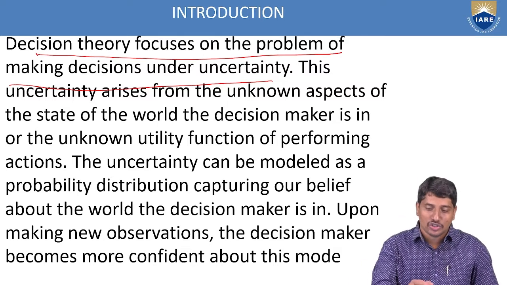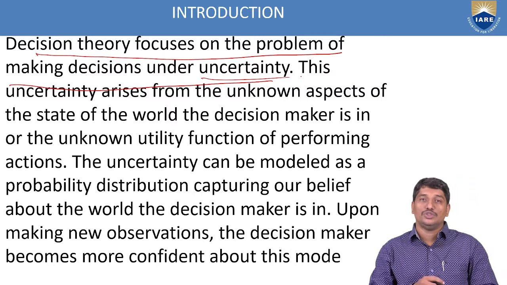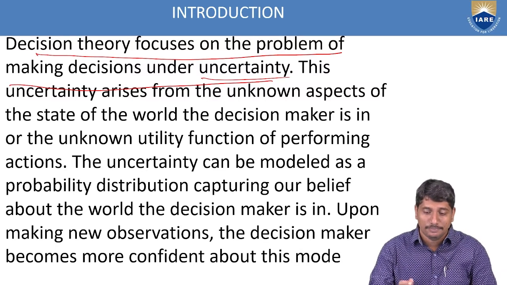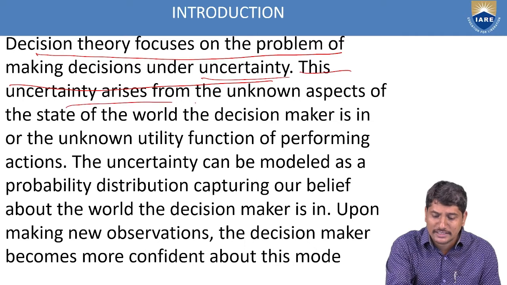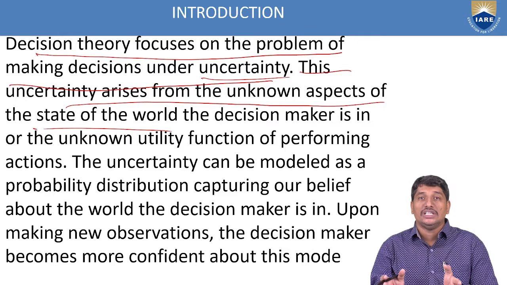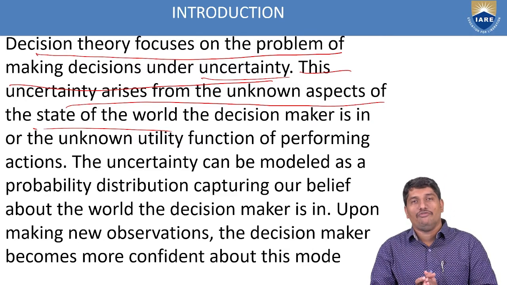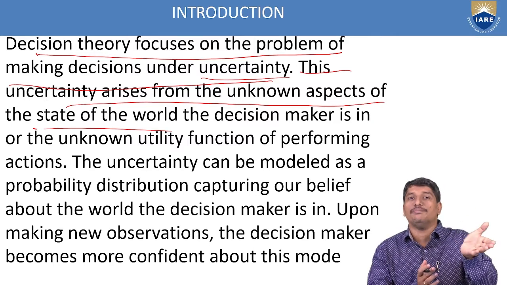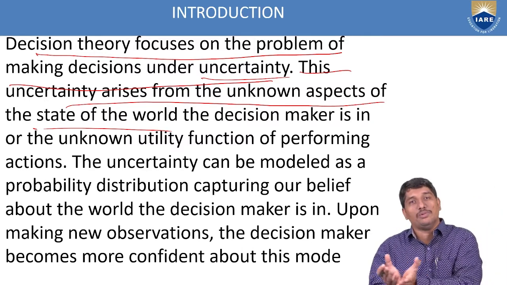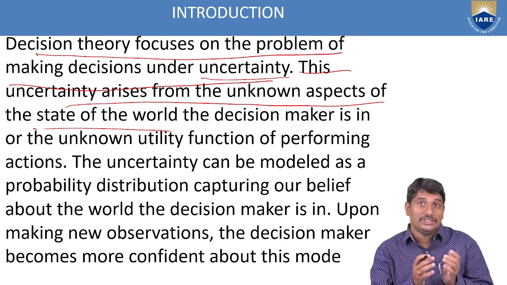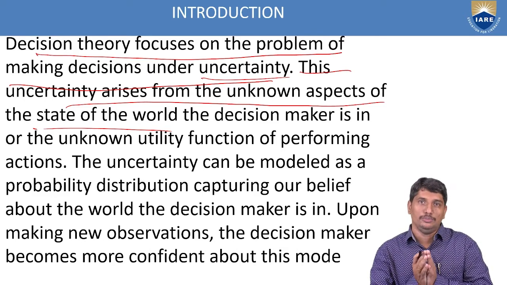So this kind of situation is called random situations or situations of uncertainty. So decision theory means the techniques of making a good decision under uncertainty. This uncertainty arises from the unknown aspects of the state of the world the decision maker is in. That means when we are in a little confusion about which decision we have to make, which will give us the maximum profit or the minimum loss, in that conflict, decision theory helps us to make a decision.